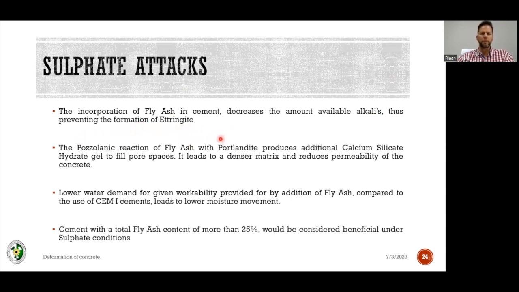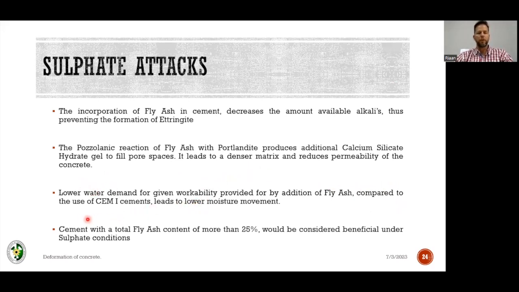The pozzolanic reaction of a fly ash with portlandite, which is your CH, forms more CSH, calcium silicate hydrate, to fill the pore spaces. That then densifies or further densifies the concrete inside, and it makes your concrete less permeable. With a lower water demand, if you use fly ash, you will have less paste. Less paste is less risk for your paste being attacked with sulfates.